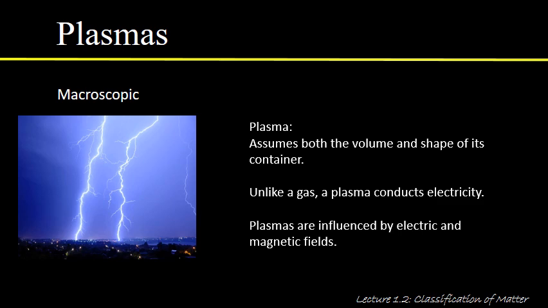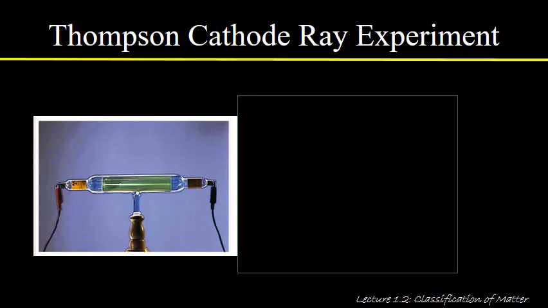There's an important example of this, plasma and electric and magnetic fields. This will come up in a chapter down the road. We'll talk about structure of the atom and subatomic particles. But the Thomson cathode ray experiment, this was in about 1897. All right.